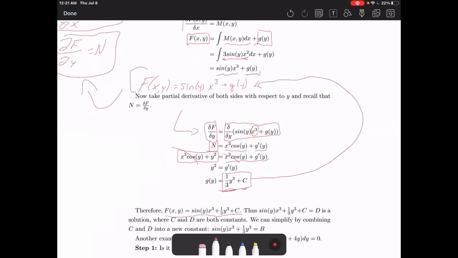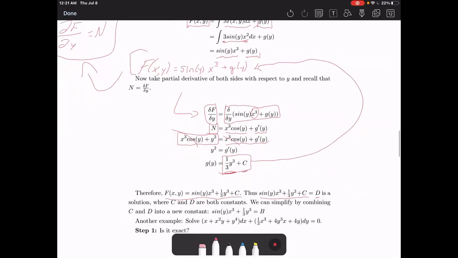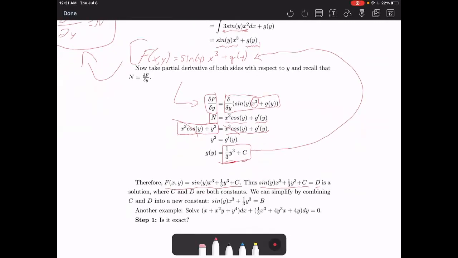Therefore, let's go back to our original equation. We know that sine y x cubed plus 1 over 3 y cubed plus c, which is just f of xy, equals d, is the solution, where c and d are both constants. We can simplify by combining c and d into a new constant. So it's just sine y x cubed plus 1 over 3 y cubed is equal to b.